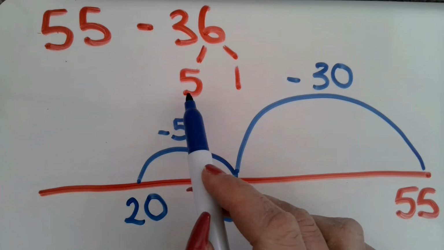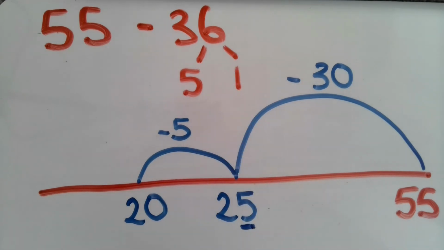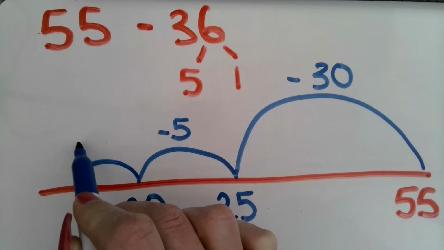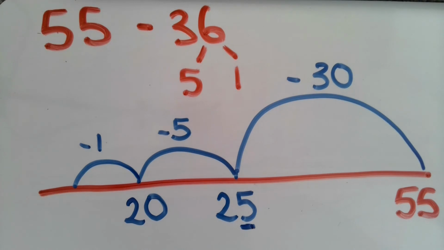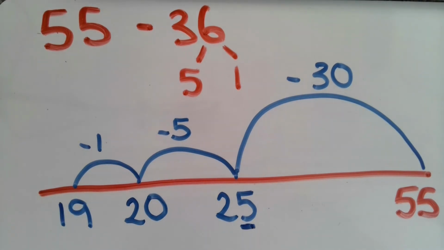I don't just want to take away 5 though. I want to take away 6. So I still need to take away this 1 here. 20 take away 1 is 19. So 55 take away 36 equals 19.